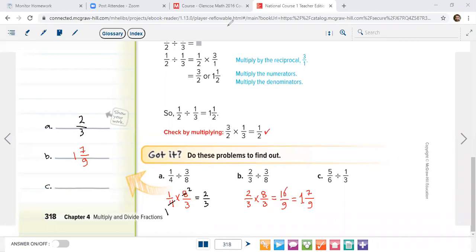Also for this problem, we keep the first one as 5 over 6. Division will be multiplication. 1 over 3 will be 3 over 1. So divide by 3 is 1, divide by 3 is 2. So this will be 5 over 2. And you know that 5 over 2 is like 2 and a half.